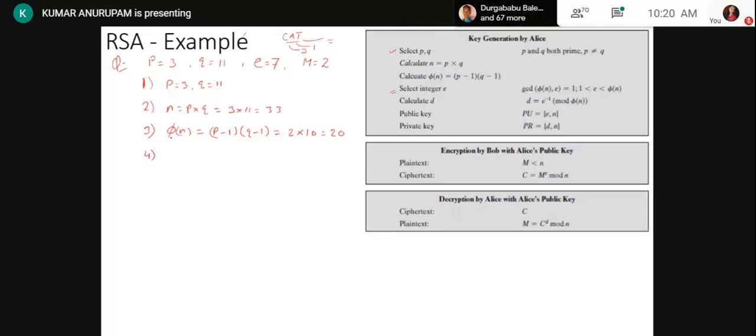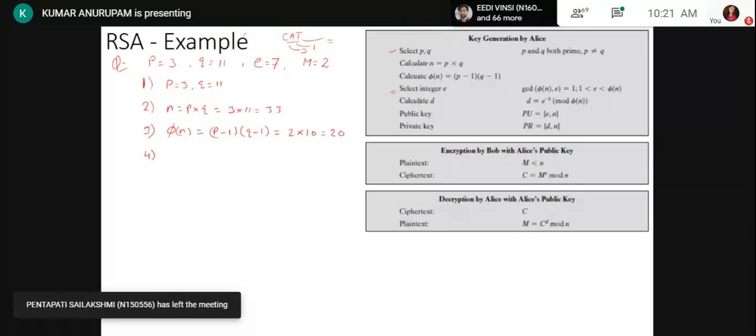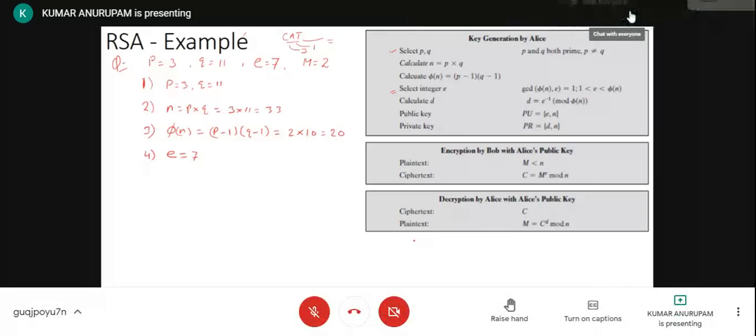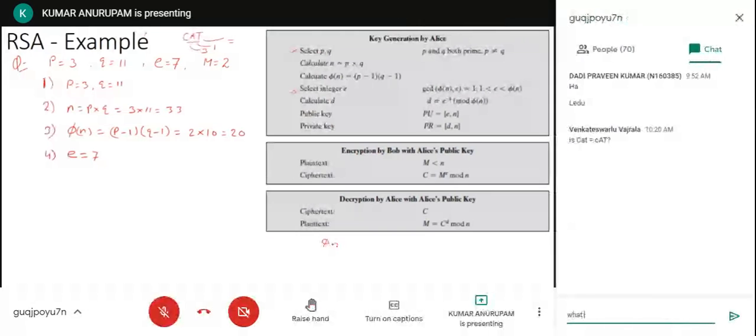The fourth point is that we need to select e. The e is already given to us, but if it is not, then you have to take some value of e which is co-prime with phi of n. In this case, it is written as 7. But how will you take it? The e value will be from 1 to phi of n. Phi of n is given to us as 20, so we need to assume some value of e. You can take anything which is co-prime to 20 and less than 20.